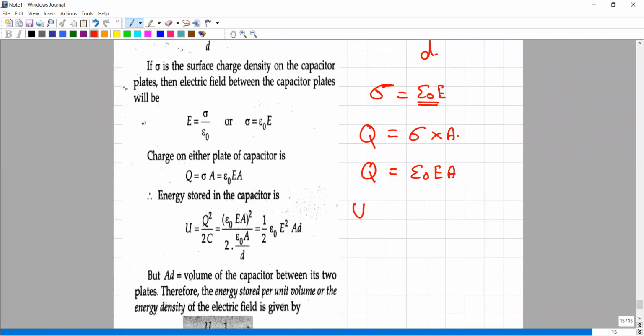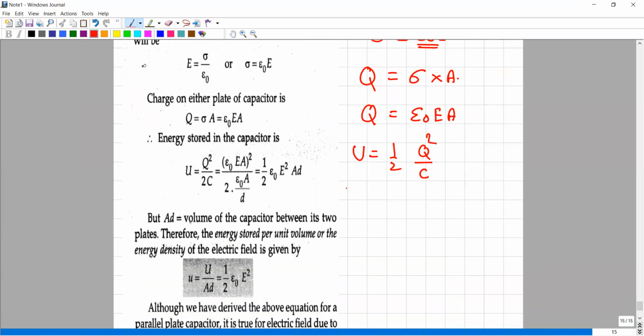What is the total energy of the capacitor? Half of Q square by C. So instead of Q, I will write epsilon naught E A, and whole square, divided by C. What is C? C is epsilon naught A over D.